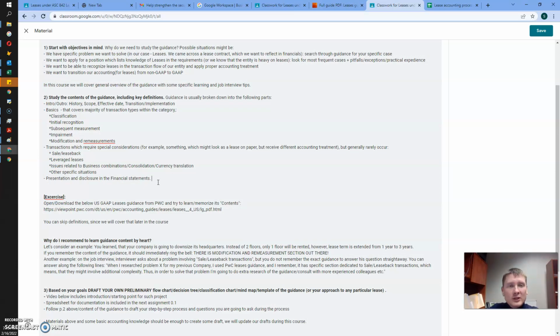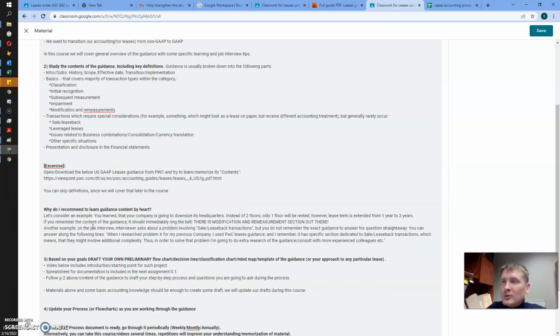So when we already learned how to do a double entry for leases on initial recognition, how to measure it subsequently, when we did impairment considerations, at the end of the year, we need to reflect all necessary information about the leases in the financial statements. Okay, so here we have a little exercise.